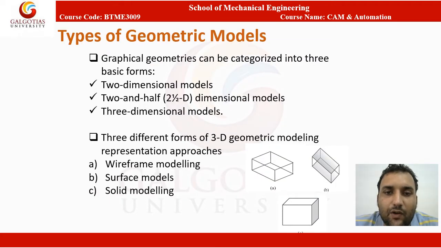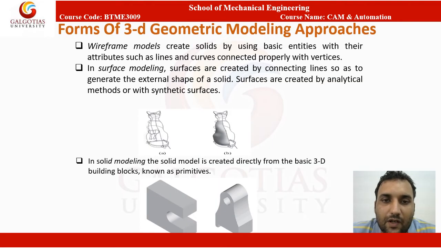Types of geometric modeling. The graphical geometries can be categorized into three basic forms: two-dimensional models, 2.5D models, and 3D models. The three different forms of 3D geometric modeling representation are wireframe modeling, surface modeling, and solid modeling.